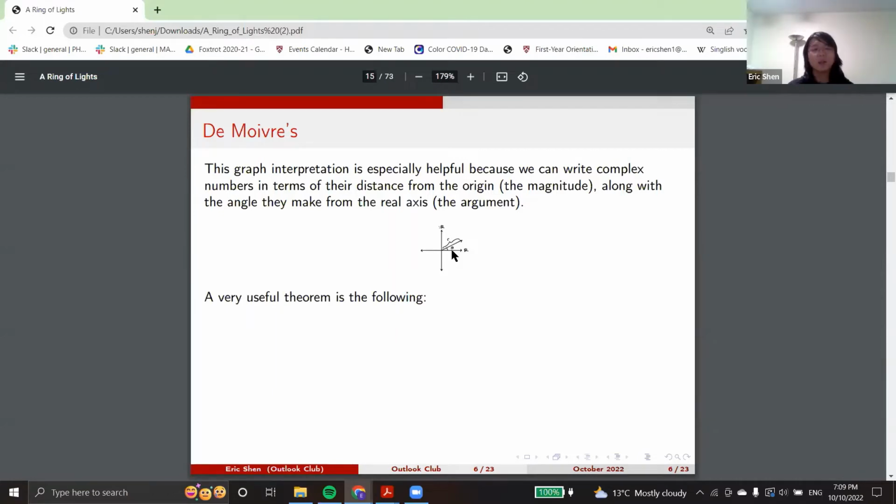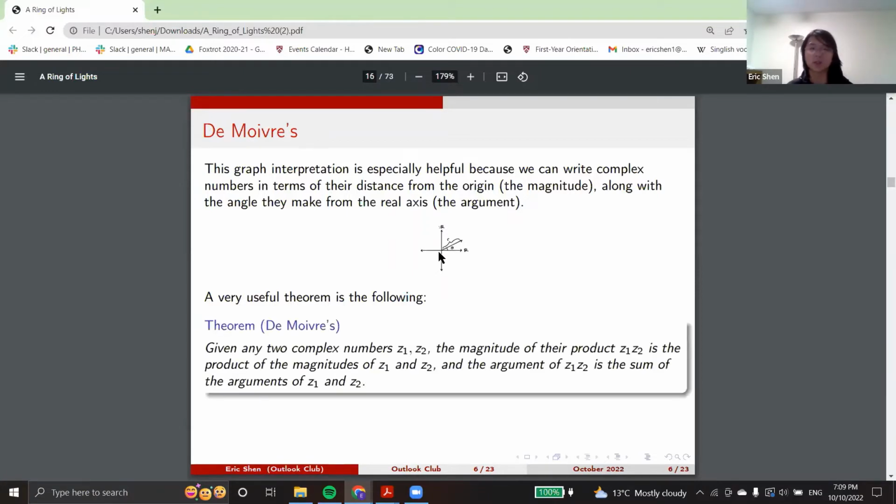Why this interpretation is especially useful is because of the following very famous result, known as De Moivre's theorem. How this theorem works is like this. If we're given any two complex numbers, the magnitude of their product, z1 z2, is equal to the product of the magnitudes of z1 and z2. And the argument, the angle of z1 times z2, is the sum of the arguments of z1 and z2.